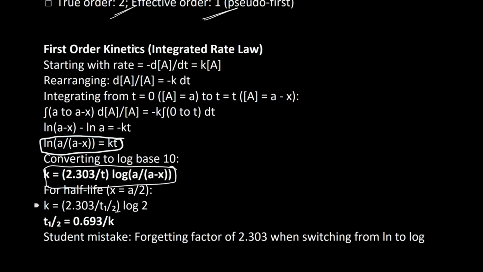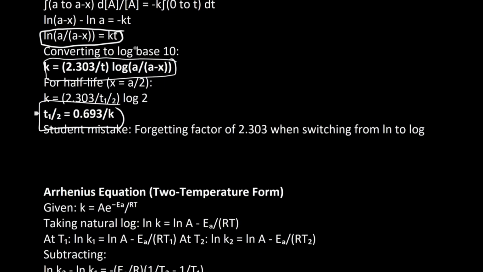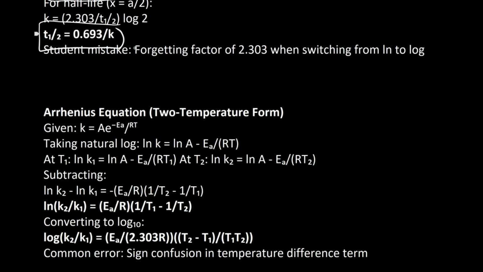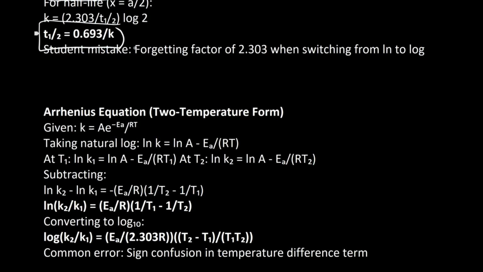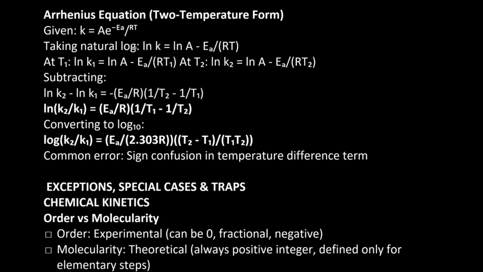For the half-life, T half is equal to 0.693 by K. Don't ever forget this 2.303 when switching from ln to log. This one we already saw: log K2 by K1 is equal to Ea by 2.303 R into T2 minus T1 by T1 T2.